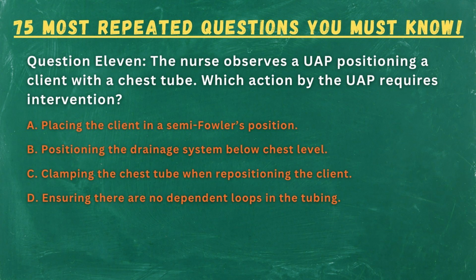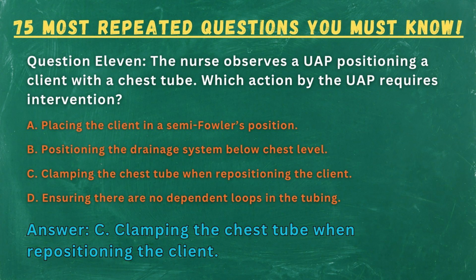Question 11. The nurse observes a UAP positioning a client with a chest tube. Which action by the UAP requires intervention? A. Placing the client in a semi-Fowler's position. B. Positioning the drainage system below chest level. C. Clamping the chest tube when repositioning the client. D. Ensuring there are no dependent loops in the tubing. Answer. C. Clamping the chest tube when repositioning the client.